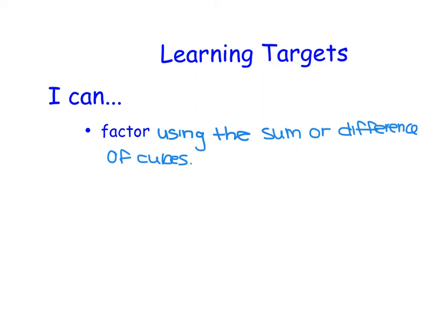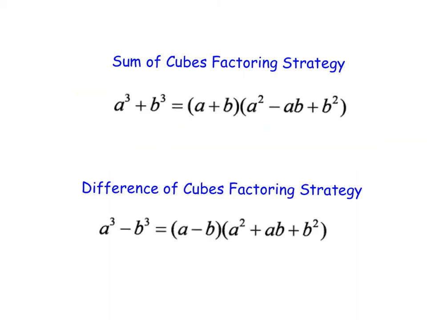In this video, we're going to be factoring using the sum or difference of cubes strategies. So here on the screen, you're going to see the two rules for both the sum of cubes and the difference of cubes factoring strategies. Now, hopefully you're noticing that these are similar to the difference of squares. The difference of squares was two squareds, a squared and b squared, with a subtraction in between. What you're also hopefully noticing here is that with cubes, we actually have a sum property and a difference property.